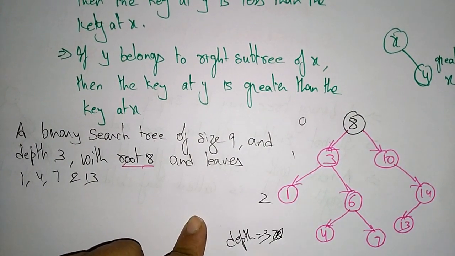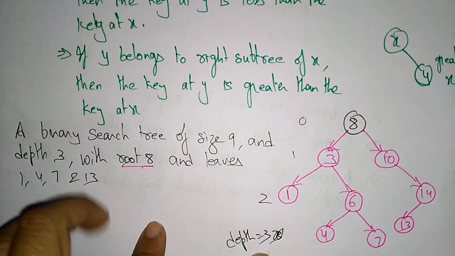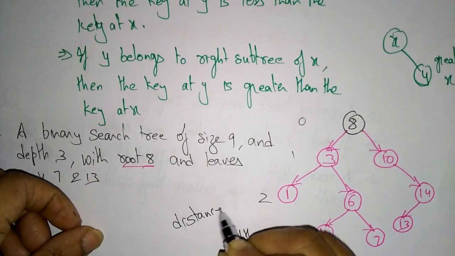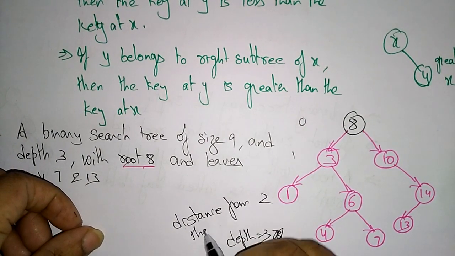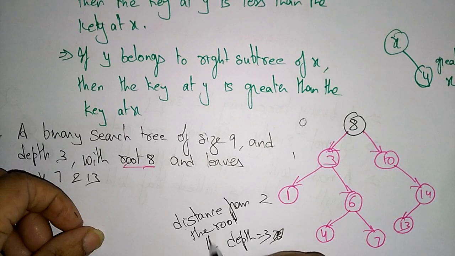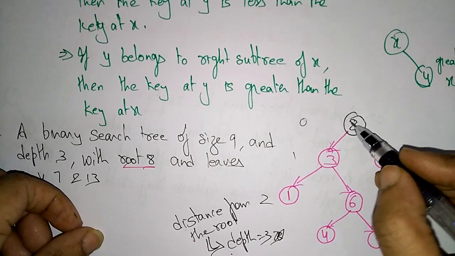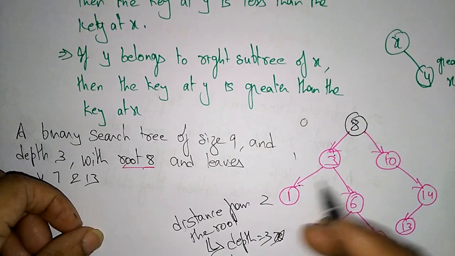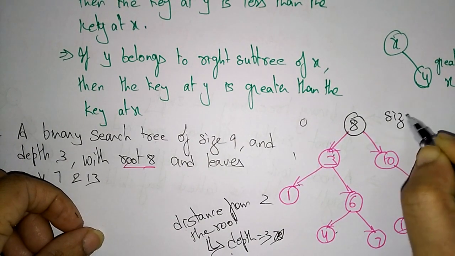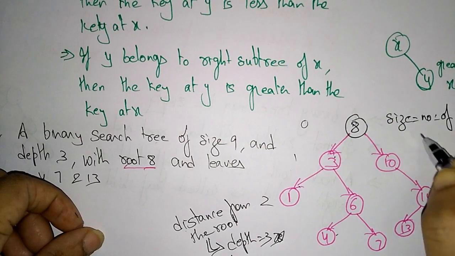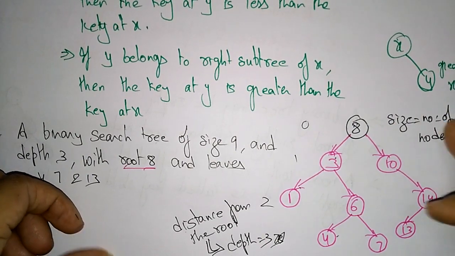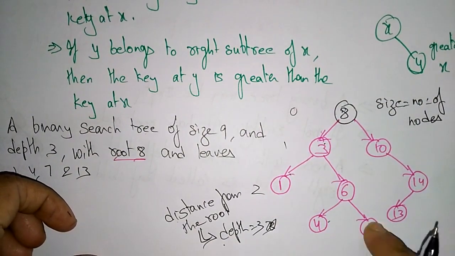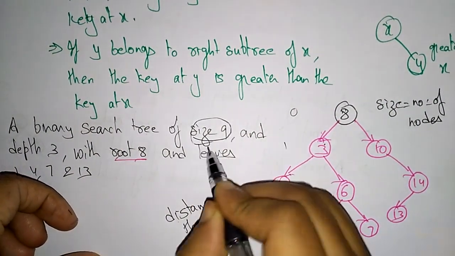3. So the depth indicates the distance from the root. You can call it the distance from the root, so the distance from the root is the depth: 1, 2, 3. And the size indicates the number of nodes present in the tree. So in total how many nodes are present? 1, 2, 3, 4, 5, 6, 7, 8, 9. So here the size is 9.